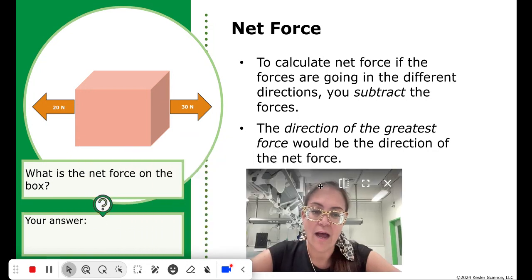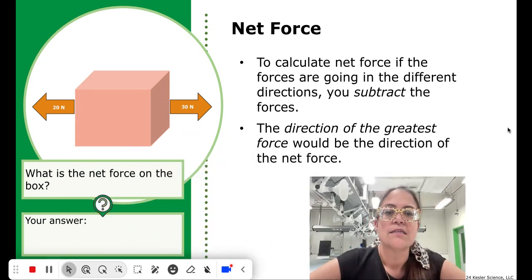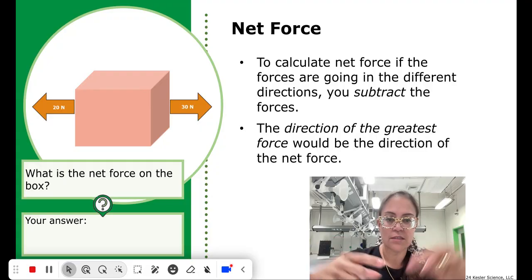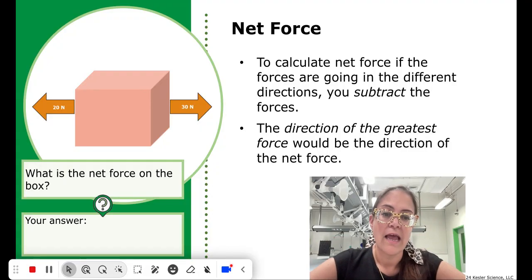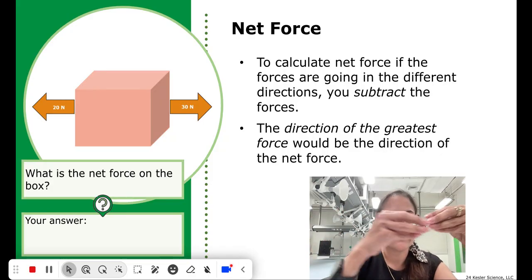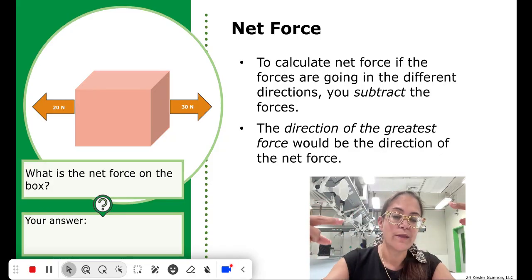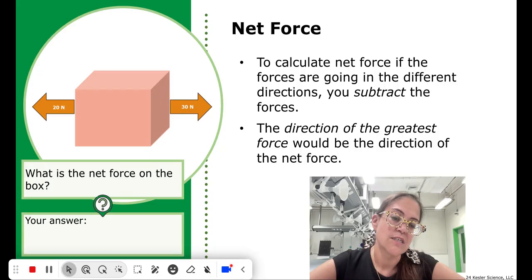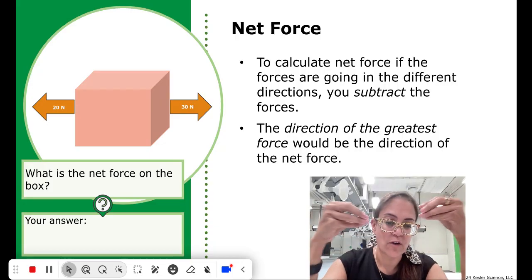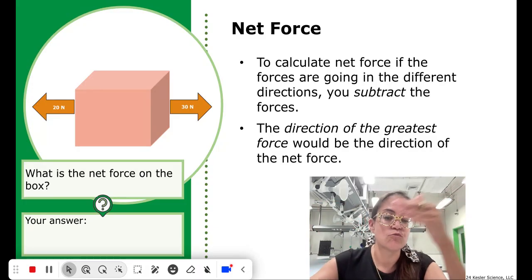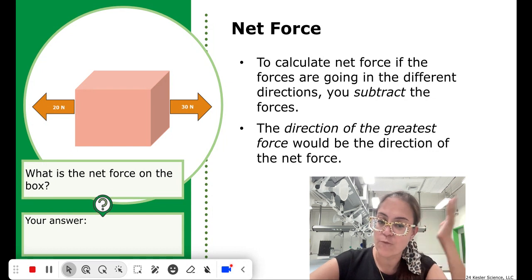But what if they are going in opposite directions? It's a good question. So to calculate the net force, if the forces are going in different directions, you subtract the forces. And so the direction of the greatest force would be in the direction of the net force. So when they're moving in the same direction, they are working together. But when they are moving in opposite directions, the forces are working against each other. And so we need to cancel out whatever is in common, and then whatever is left over is the actual force, and the direction of that force is the force that wins.